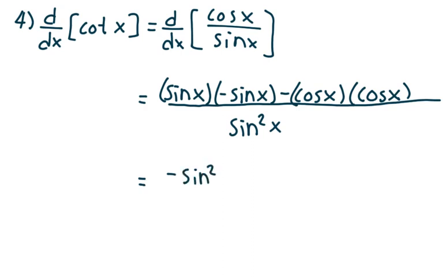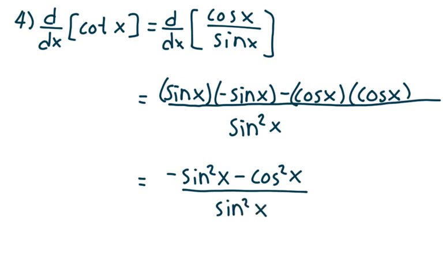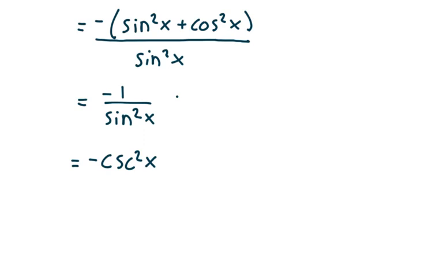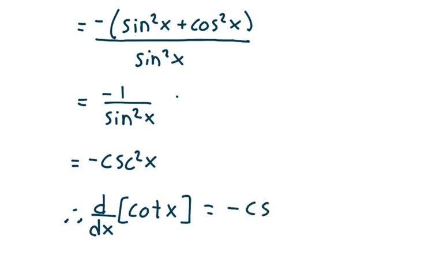So this is negative sine squared x minus cosine squared x divided by sine squared x. And so from here, I'm going to factor out a negative. And when I do, I get sine squared x plus cosine squared x in parentheses. And then I divide by sine squared x. But sine squared x plus cosine squared x is 1. And so I get negative 1 divided by sine squared x, which is negative cosecant squared x. And so therefore, after all that work, the derivative of cotangent x with respect to x is negative cosecant squared x.